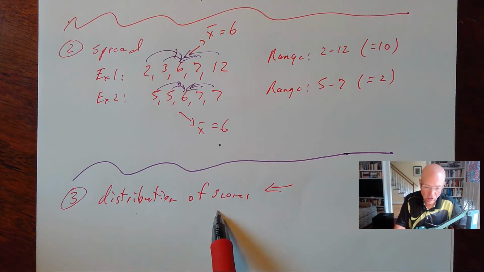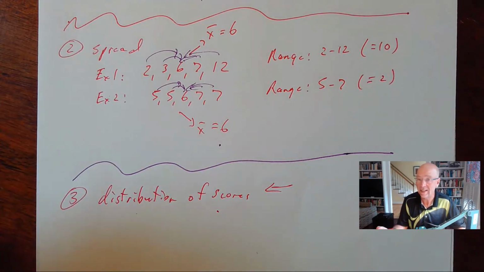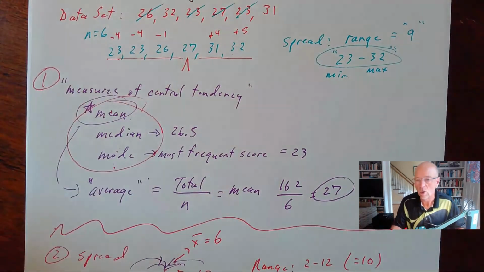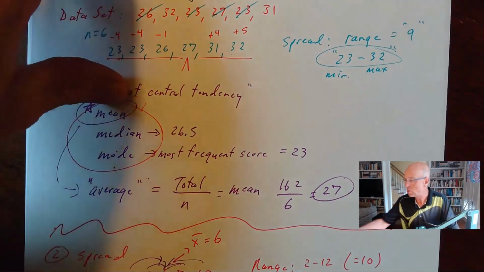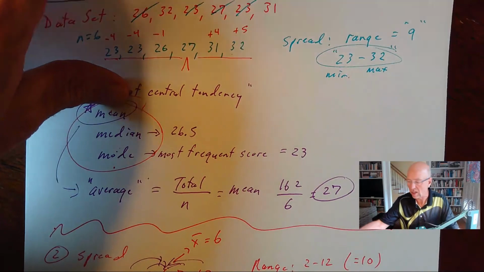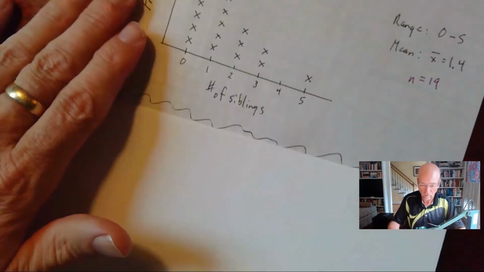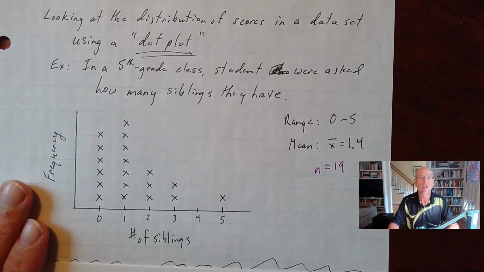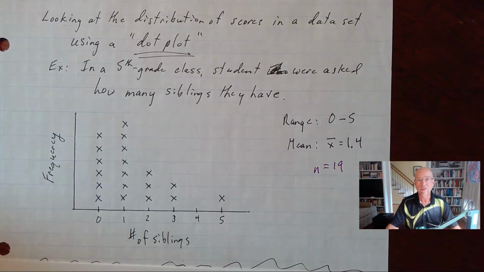It's hard to see the distribution of scores when you've got gigantic data sets or just raw numbers like we had up here. So what people will do is make a type of graph to allow you to visually see the way the scores are distributed. The most primitive version of one of these graphs is called a dot plot. To save us some time, I've gone ahead and made the graphs here. So we're looking at the distribution of scores in a data set, and we're using a dot plot.